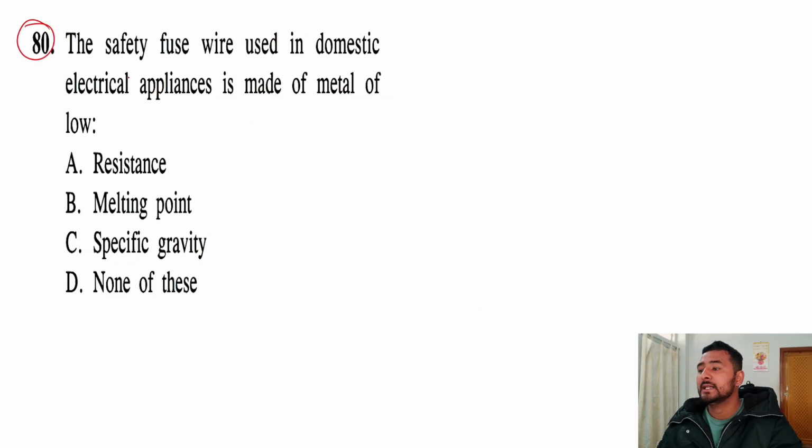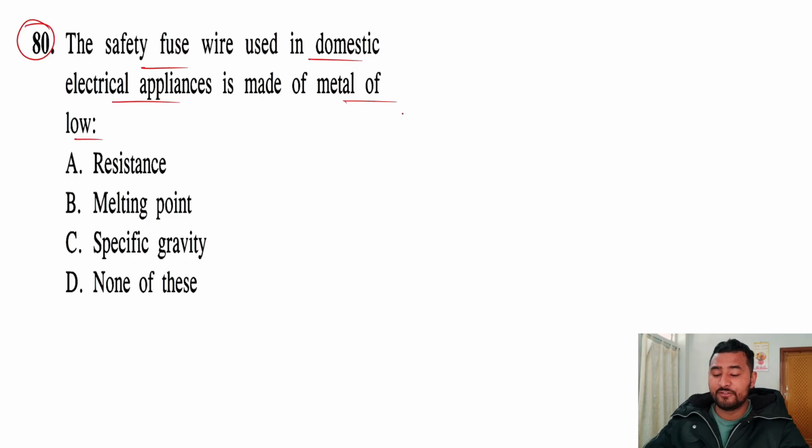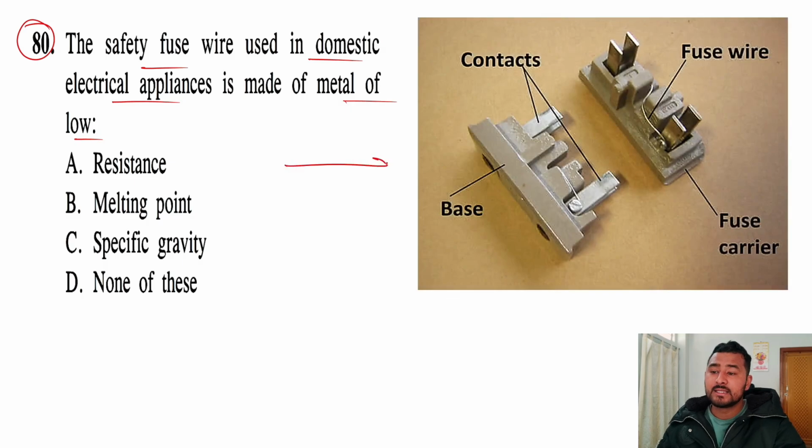Question number 80. The safety fuse wire used in domestic electrical appliances is made of metal of low... So you all know what a safety fuse is. Let me show you. This is a safety fuse. You all have seen this one in your meter box. Safety fuses are like this also. You have some kind of glass tube, and these are connected like this.